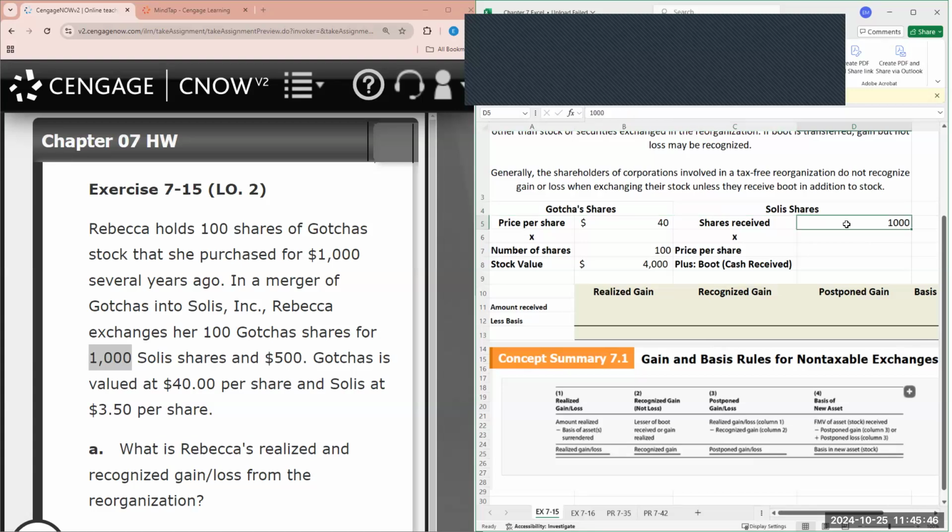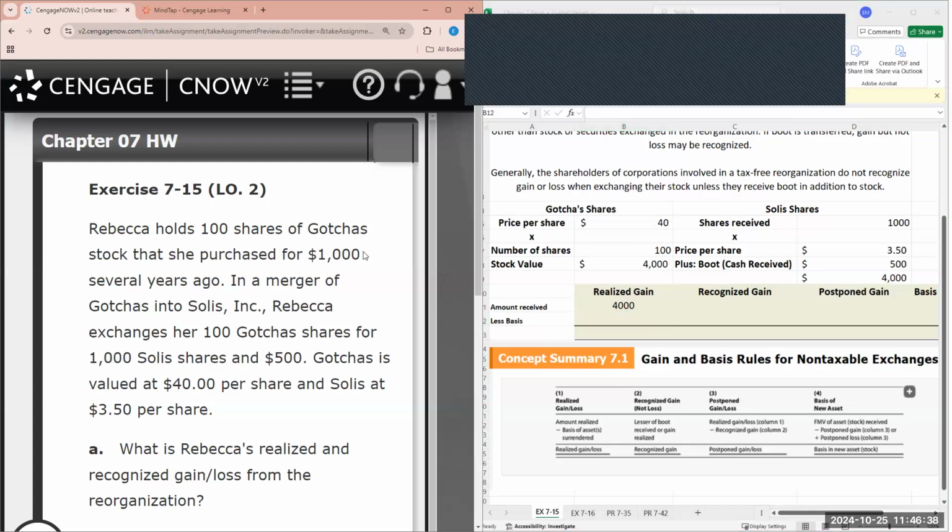So for the Solus shares, she received 1,000 shares of Solus, and the price for Solus is $3.50 per share. And we're going to keep it at $3.50, no rounding. Plus the boot received; in this case, it lets us know she also received $500. So therefore, the total amount realized is the 1,000 times the price per share of $3.50 plus the $500 cash she received, for a total of 4,000. So the amount Rebecca received in this case was 4,000.